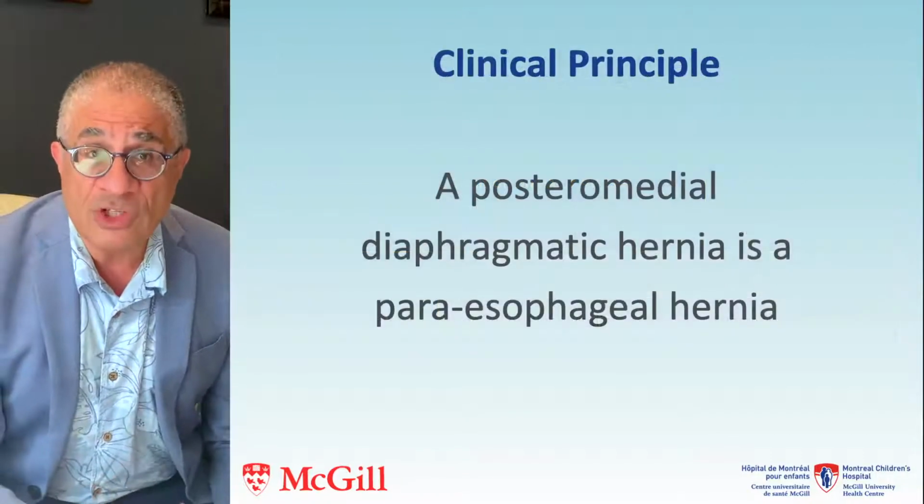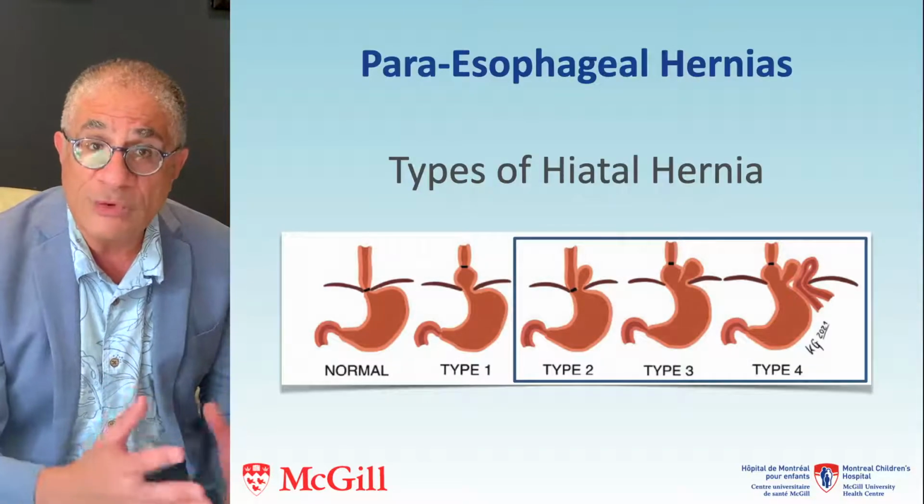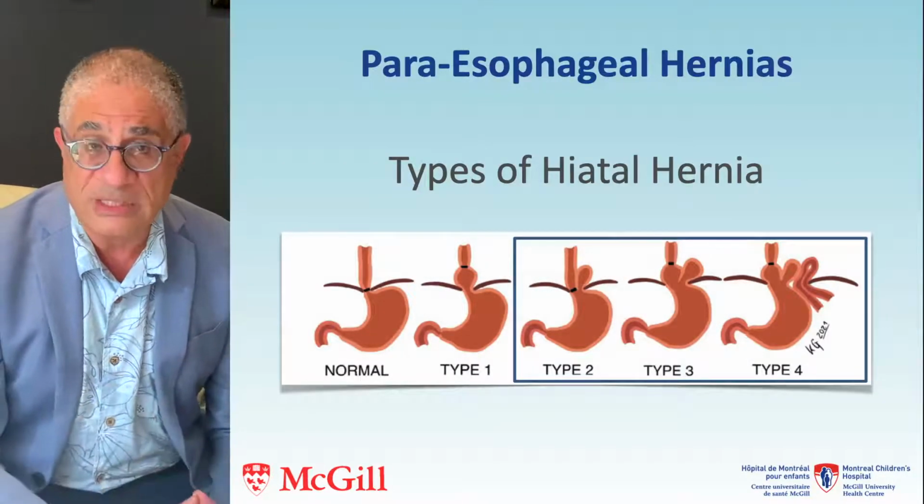What is a para-esophageal hernia? Just so we're all talking about the same thing. Well, they're really types 2, 3, and 4 hiatal hernias, as you see here.